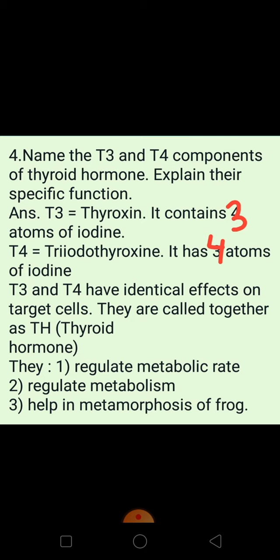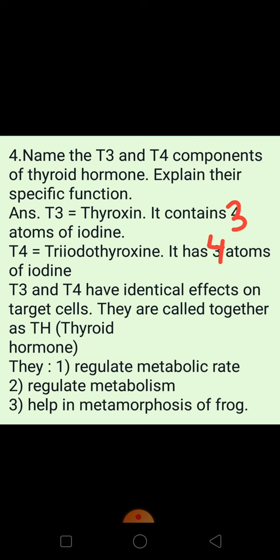Name the T3 and T4 components of thyroid hormone. Explain their specific function. Now, T3 is triiodothyronine and T4 is tetraiodothyronine. Okay, so triiodothyronine, that is T3, contains 3 atoms of iodine, and T4 contains 4 atoms of iodine. Here it is interchanged, so just don't pay attention. T4 is tetraiodo and T3 is triiodo.